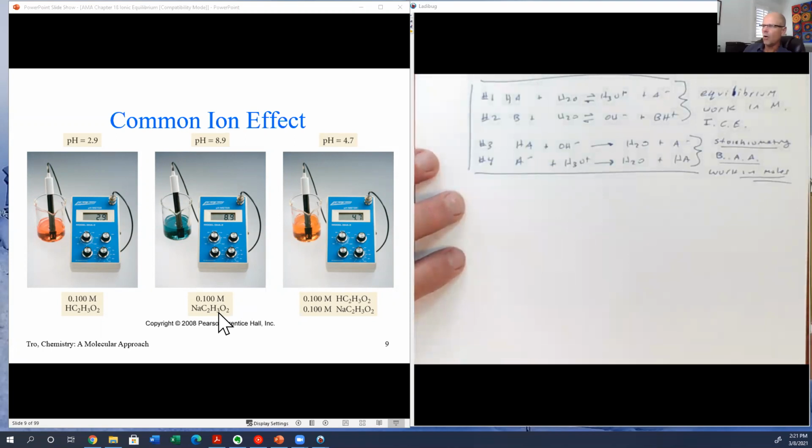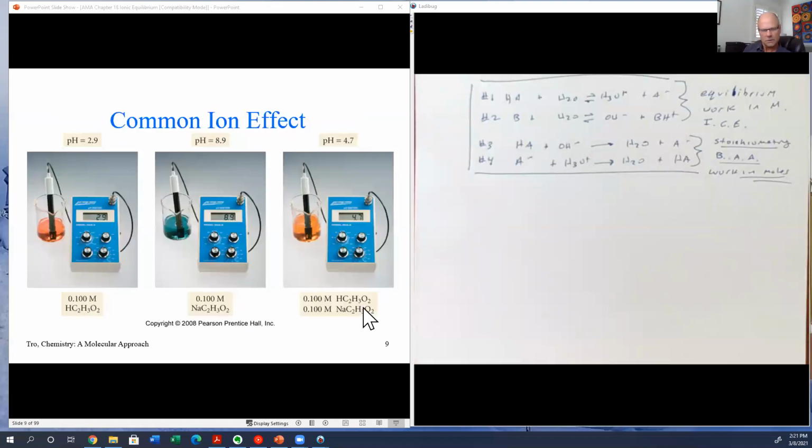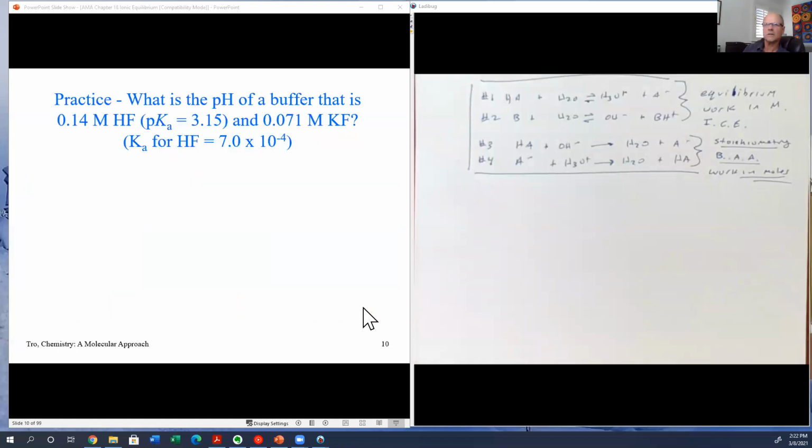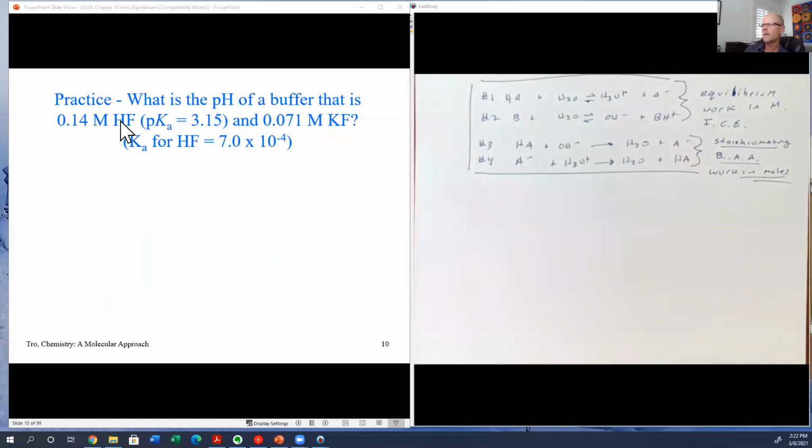Now, what if you have a solution that contains both the acid and the conjugate base? Well, you still have to work an equilibrium problem, right? So let's just have a quick look at an example of that. Let's do this one. Here's an example similar to this, where I have both of them: weak acid and conjugate base, HF and F minus.